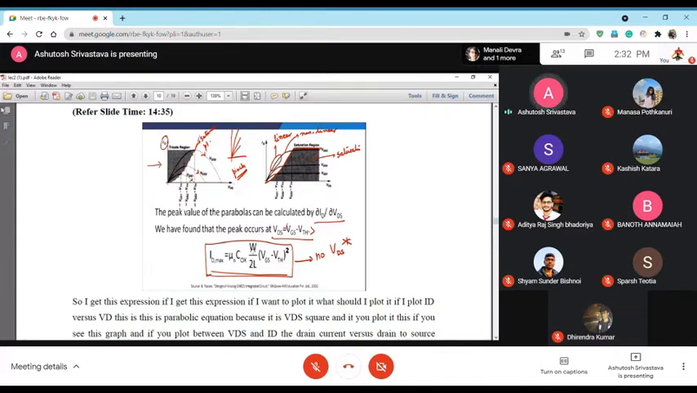So you should be knowing transistor operation in all the three regions, which is cutoff region, saturation region, and the linear region. So in the saturation, it becomes independent of your drain source voltage.